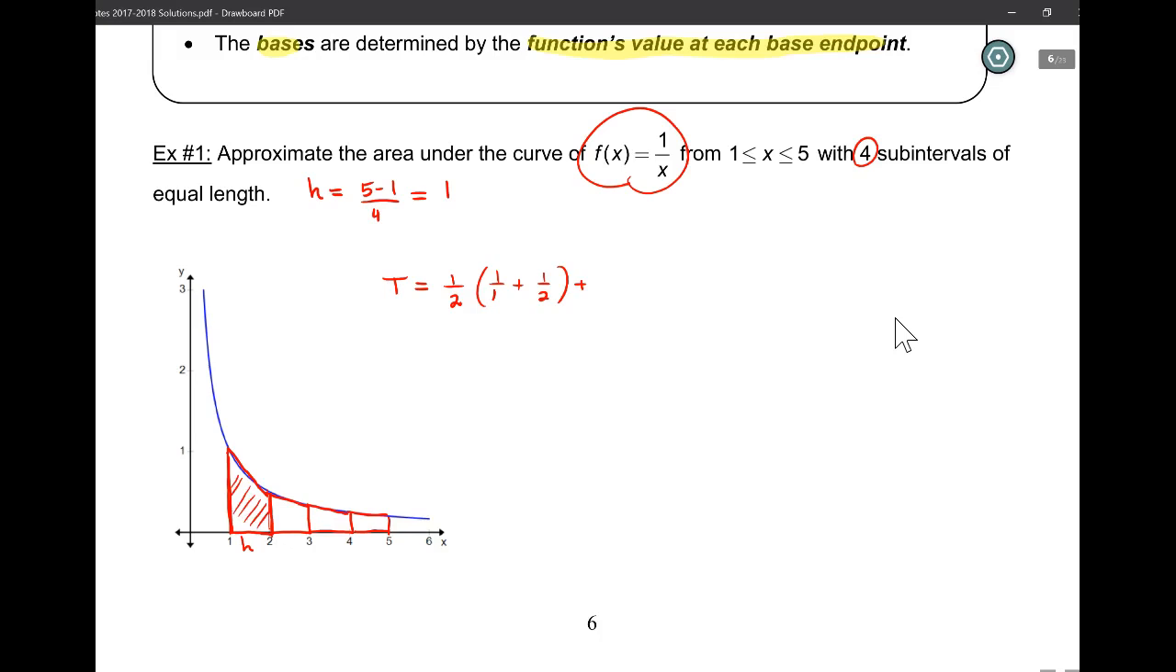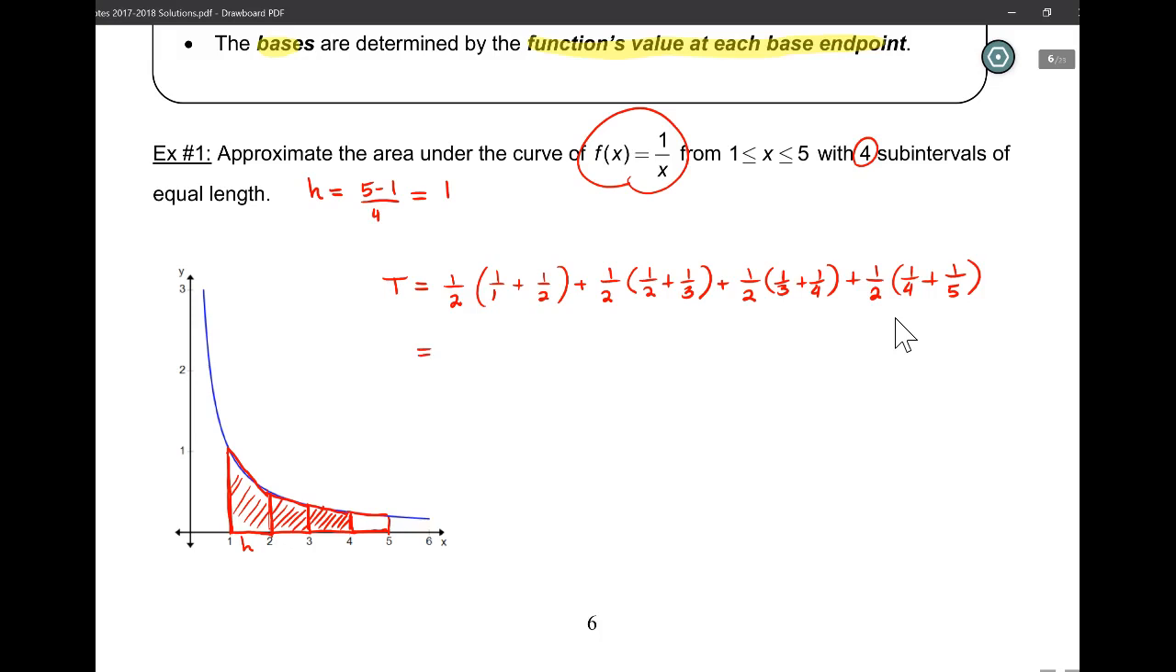The second trapezoid also has a height of 1, so 1 over 2. Base 1 is 1 over 2. Base 2 is 1 over 3. So that took care of this area. Next, from 3 to 4, our height is 1 over 2. Base 1 is 1 over 3. Base 2 is 1 over 4. So I took care of this third trapezoid. And finally the last, from 4 to 5, the height is 1 over 2. Base 1 is 1/4. Base 2 is 1 over 5.